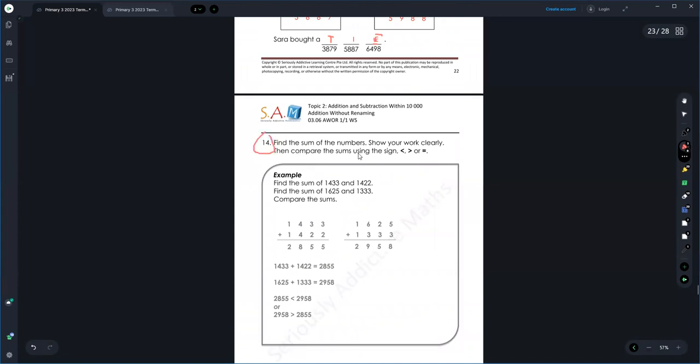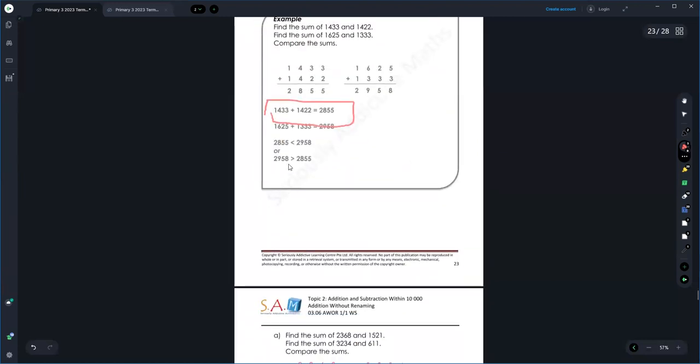Find the sum of numbers, show their working. So they have to find the sum, then they have to compare the sums, then they have to say which one is greater. So this is the working, these are the steps here. And then this is the comparison. For the comparison, they can write either way, as long as the sign is correct.